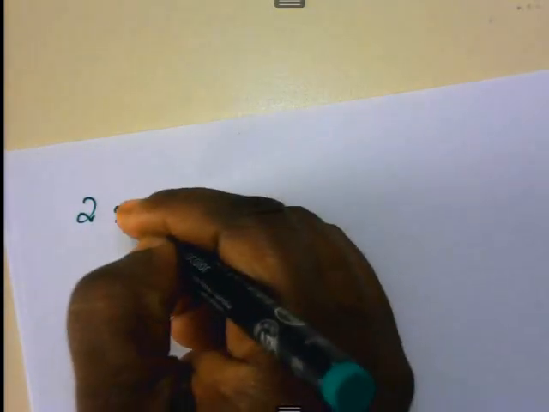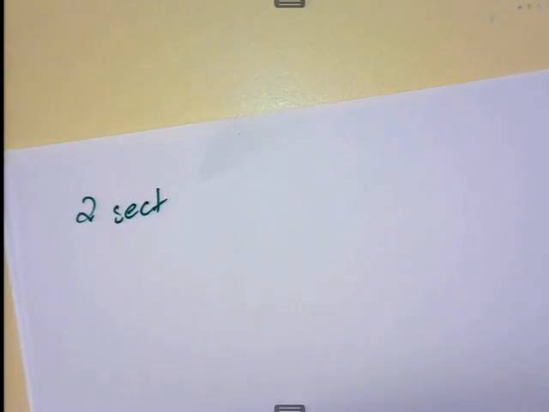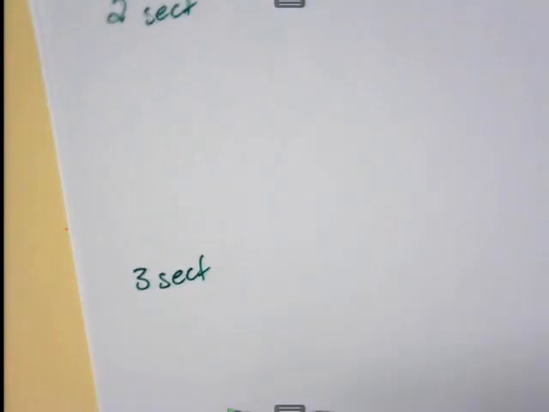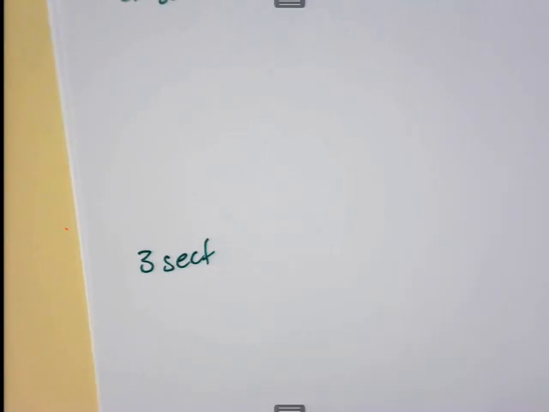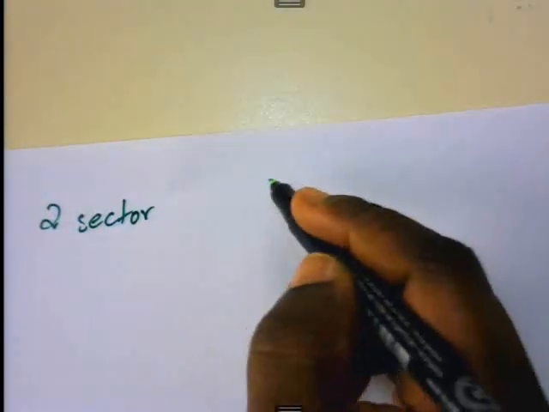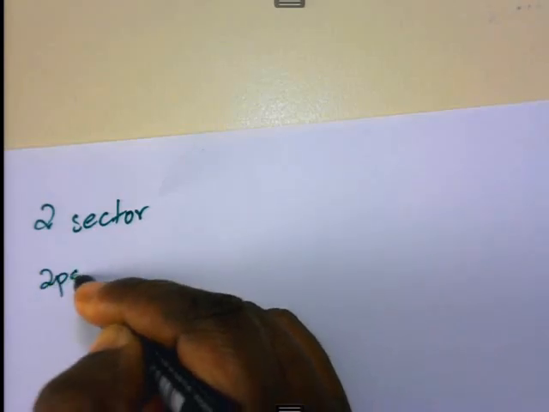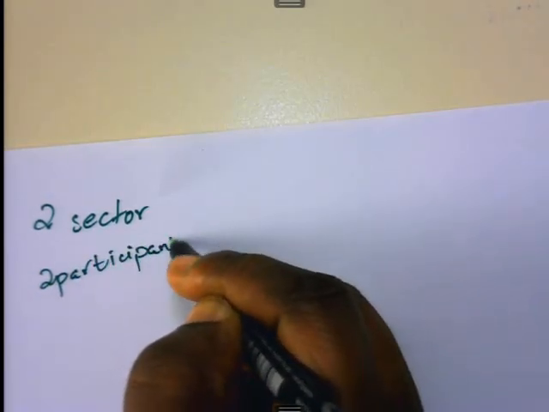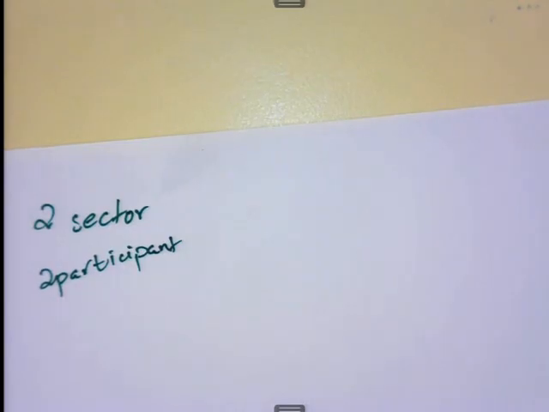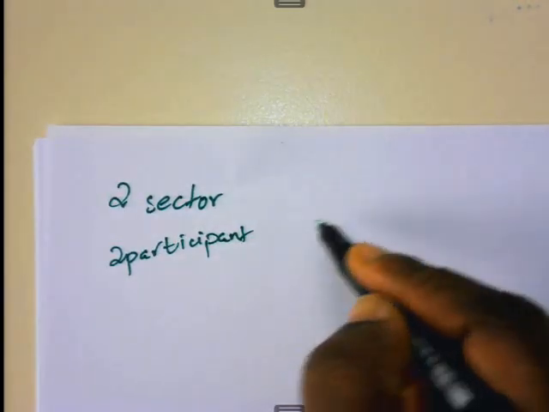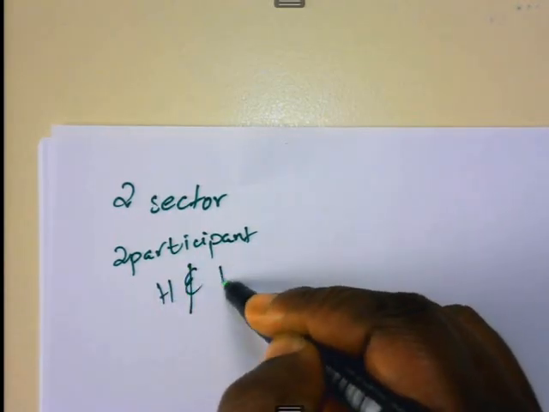Let us now calculate the multiplier again. We can calculate the multiplier for different sectors of the economy. Remember, in the economy, we're having a 2-sector model, a 3-sector model, and a 4-sector model. A 2-sector model is a model where there are only 2 participants. And who are these participants? They are the household and the firms. It's a model that comprises only the household and the firms.